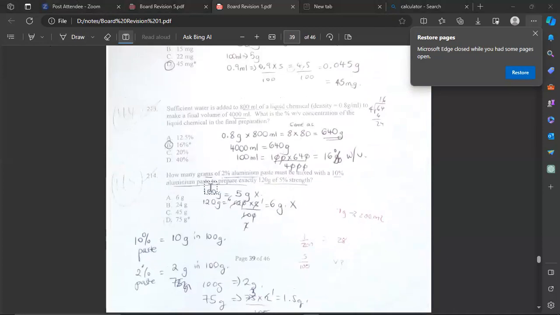So question 214, how many grams of 2% aluminium paste must be mixed with a 10% aluminium paste to prepare exactly 120 grams of 5% strand?